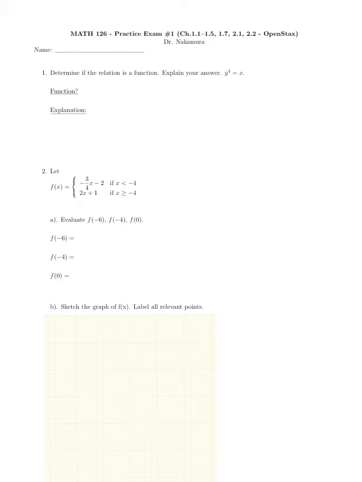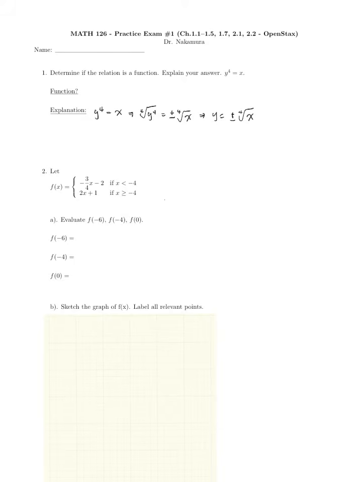Okay, so let's go with number 1. Determine if the relation is a function. Explain your answer. y to the 4th equals x. Alright, so let's talk about what y to the 4th equals x. Now if you try to solve for y, you're going to have to take the 4th root on both sides. Remember, since it's an even root, you're going to have a plus or minus 4th root of x, which gives us y equals positive and negative 4th root of x.